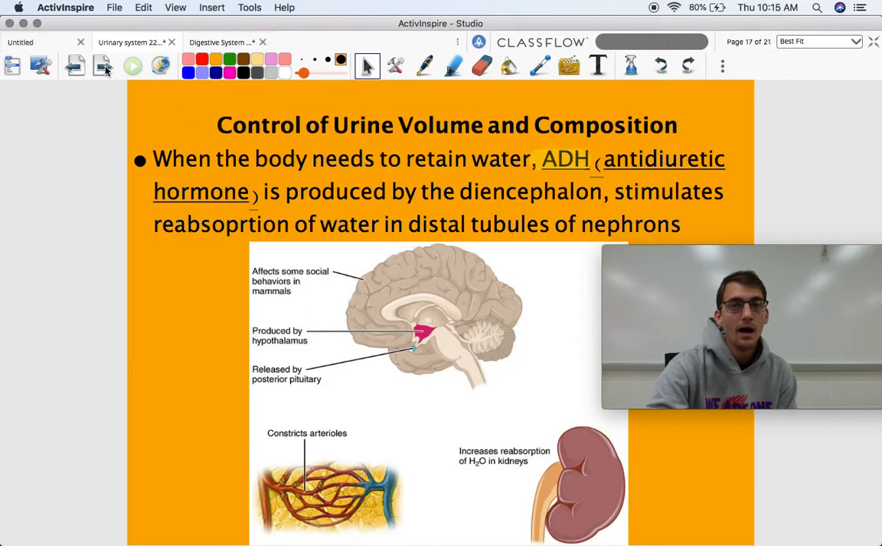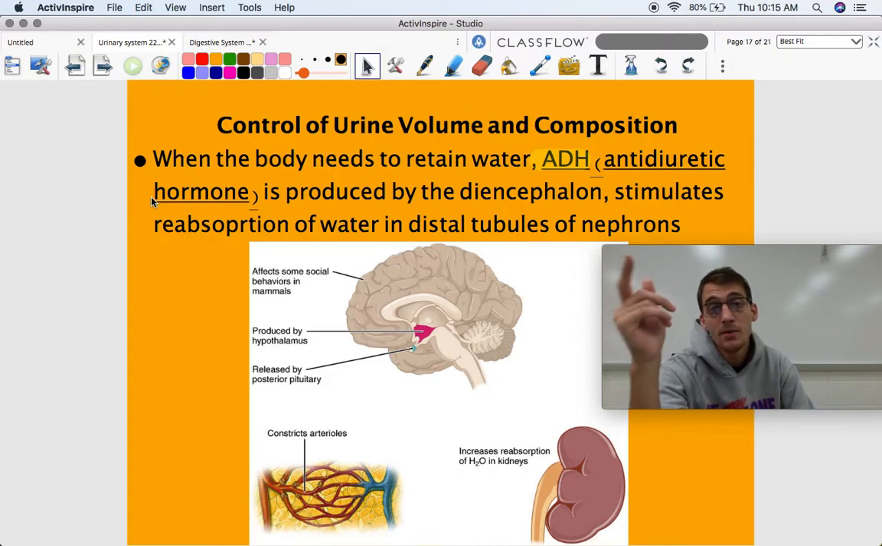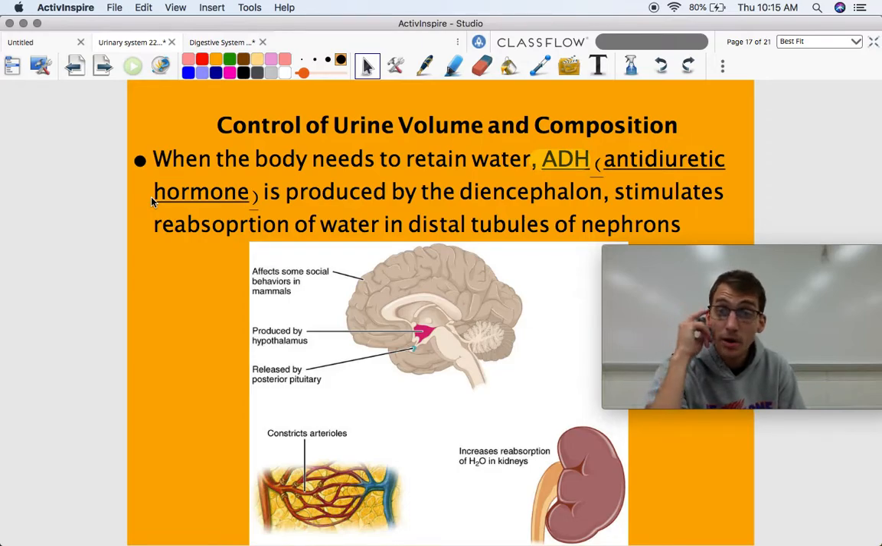All right, so the control of urine volume and composition: we're going to talk about how what's in your urine is regulated. We're going to talk about one main hormone here, and that is ADH, also known as antidiuretic hormone. When the body needs to retain water, ADH is produced by the diencephalon. It's a part of your brain. Remember that? It's produced particularly by the hypothalamus, and it's released by the posterior pituitary gland. So I assume at this point in the year we've also talked about the parts of the brain, and that's coming back here. ADH's job is to make sure that water is reabsorbed in the distal tubules of the nephrons.